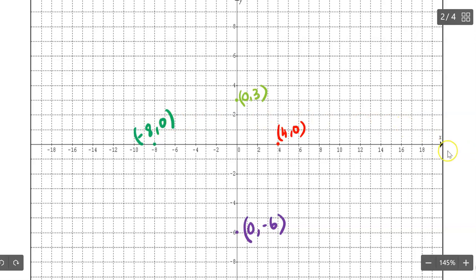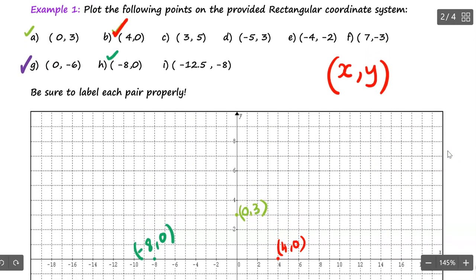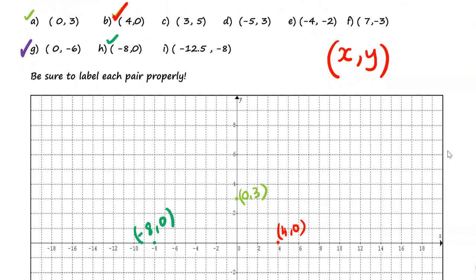Now let's continue with the next point. This one I should have 3 and 5. This one is very simple because they both have positive values. So we know that it will stay in quadrant number 1. While I'm doing this, I will review the quadrants for everyone as well. So 3 and 5.